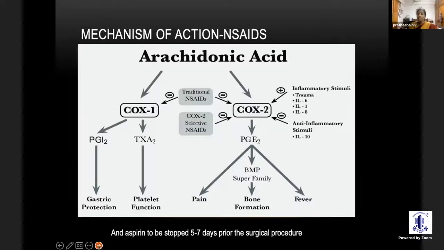So why are NSAIDs important in this aspect? Traditional NSAIDs block both cyclooxygenase 1 and 2 pathways. Cyclooxygenase 1 is responsible for platelet function. So when that is blocked, platelet function is affected and there is prolonged bleeding in such patients. So ideally, NSAIDs should be stopped 5 to 7 days prior to the surgical procedure.